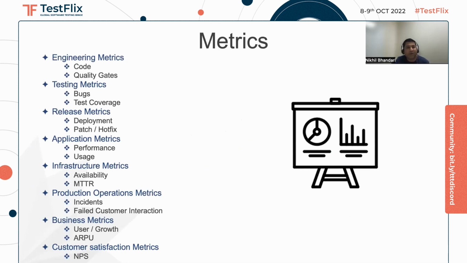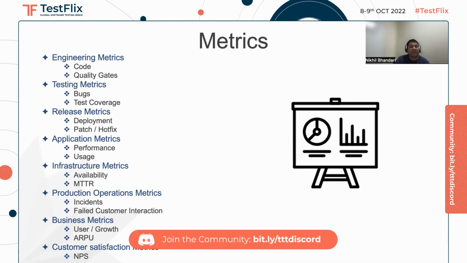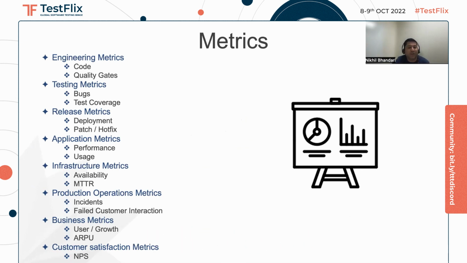Metrics play a very important role. I mean, they need to be actionable, right? You need to have the right data and something that you can take action on, right? At an engineering level, at a testing level, at a release level, application level, infrastructure, production, and business metrics, and customer satisfaction, right? Which gives you key insights into how many customers are going to promote your product to other customers, right?